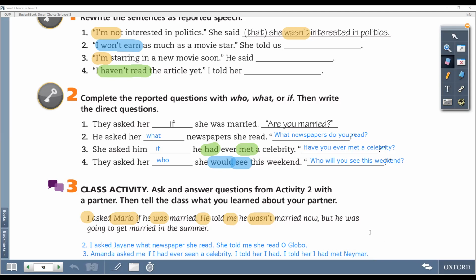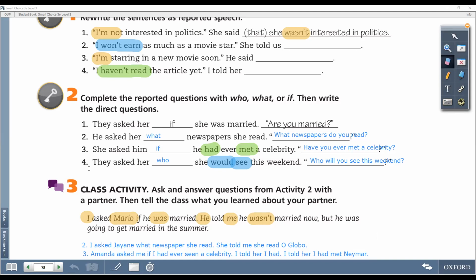So if I talk to Amanda, just me and Amanda talking, Amanda asks me, Simone, have you ever met a celebrity? Oh, yes, I have. I met Neymar in 2016, the last Olympic Games. And now I will tell you what happened. I will say, listen, guys, Amanda asked me if I had ever seen a celebrity. I told her I had. And I told her I had met Neymar.